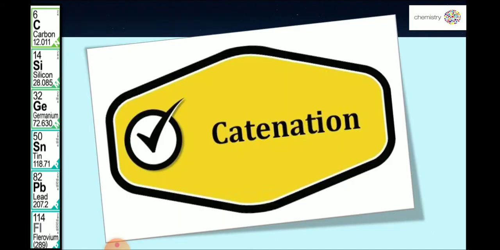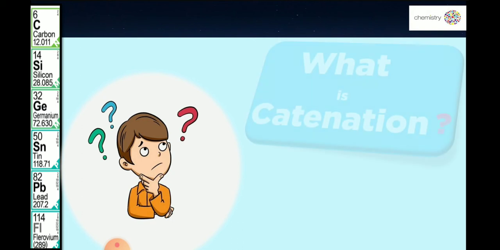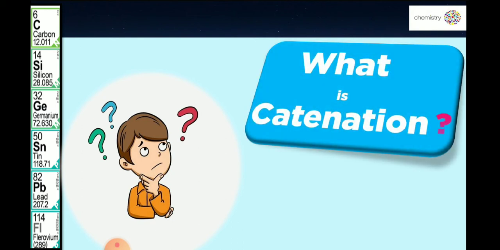Another important anomalous behavior of carbon is catenation. Just recall your memory. You studied catenation in your lower classes in school. What is catenation? Catenation is an anomalous behavior, meaning it is found only in carbon.